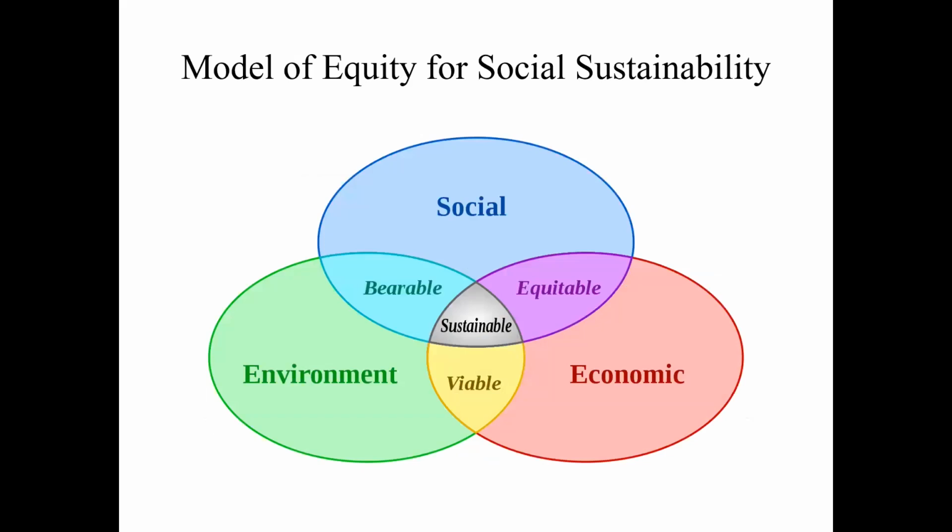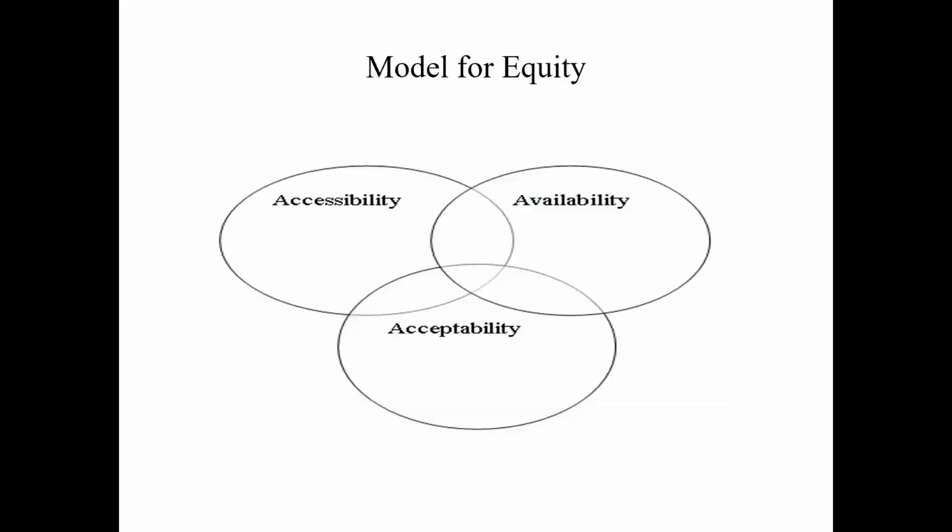Model of equity for social sustainability. How can e-health be sustainable in a rural area when we are implementing it? Basically, it should be sustainable, bearable, equitable, and viable, and it comprises the social, economic, and environmental aspects of the patient. Model for equity: e-health should be accessible, easily available, and acceptable to the patients.